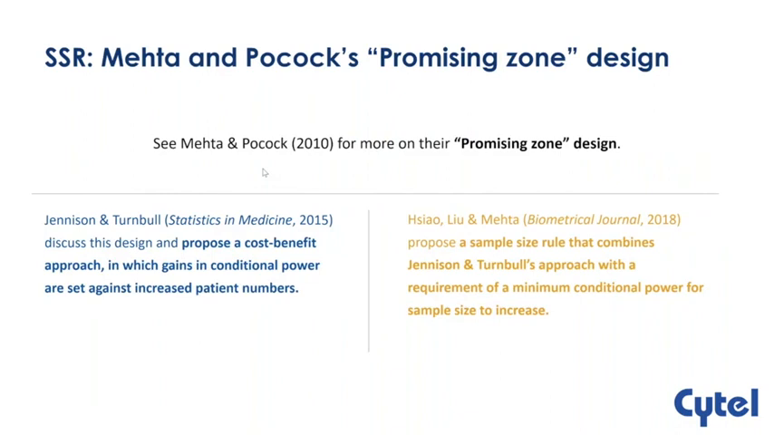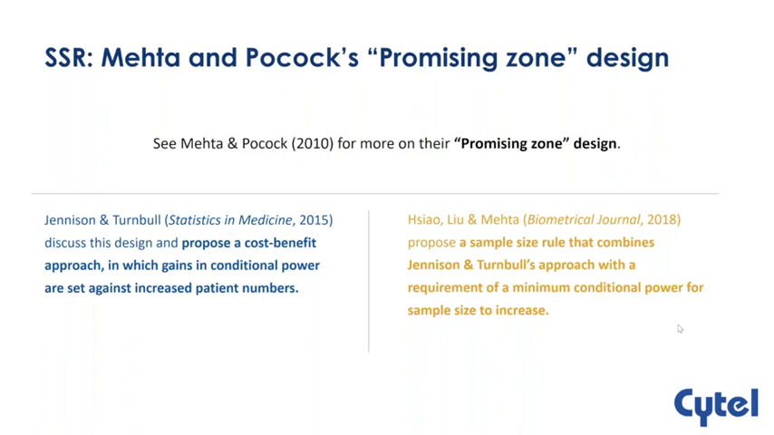What else would I like to say? Well, going back to this 2010 paper, where Mehta and Pocock described the promising zone design. So Bruce Turnbull and I read that, and we thought we'd like to comment on it. And we really focused on the sample size rule. And we said, one can be more systematic in how you define it. If you use a more decision theoretic approach, looking at the benefit of increased power against the cost of additional patients, we can actually make a version of this method which is more efficient. Efficient in the sense of achieving the same power with a lower sample size.